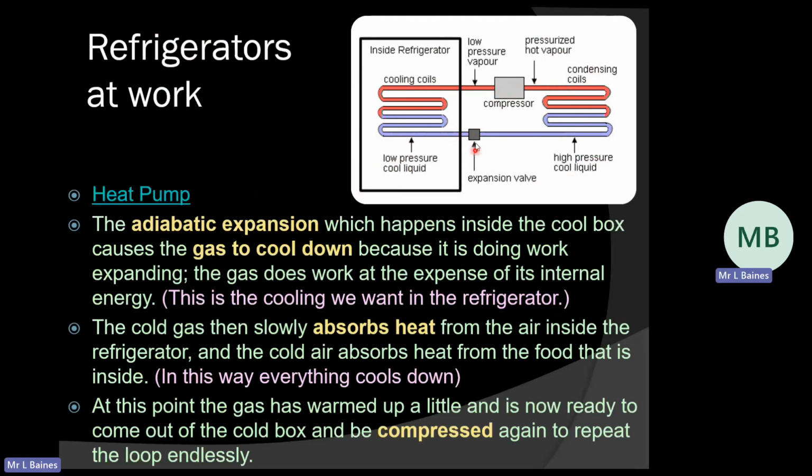And when you hear your fridge whirring, it's your compressor at the back of the fridge that's doing that work. All right, so hopefully that makes sense. It's a fairly simple thing to get your head around.